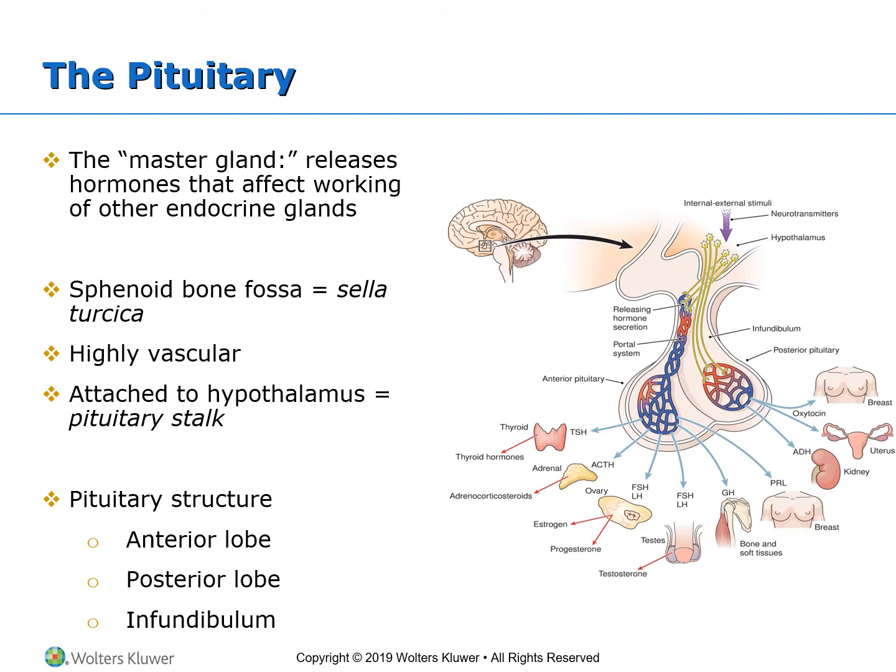The gland is divided into two parts with a slice of tissue in between them. We have the anterior lobe that will secrete pretty much all the hormones that are released from the pituitary gland, and we have a posterior lobe that will secrete only two of those.